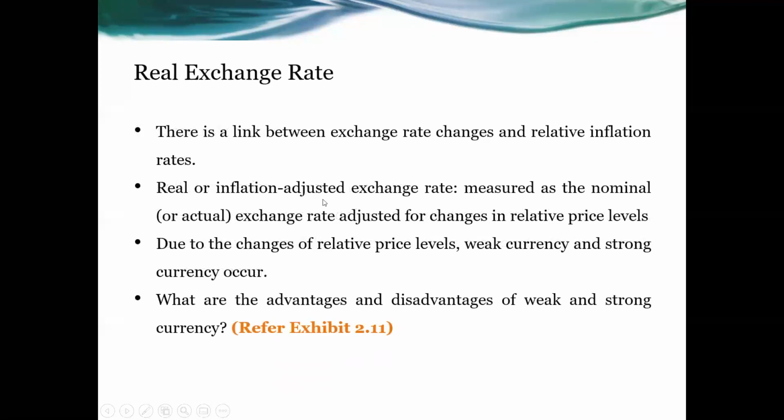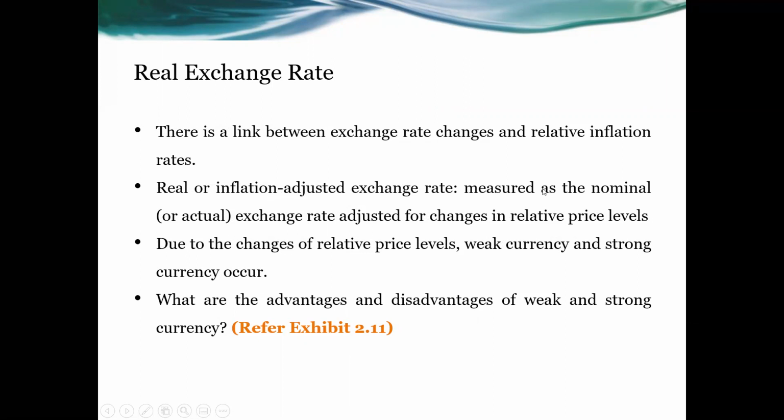Okay, then the real exchange rate. Actually, I told you that we are explaining the spot exchange rate, that means the day-to-day exchange rate. For that spot exchange rate, we are making an inflation adjustment. You know the countries are facing inflation. So if you adjust the spot exchange rate with inflation rates, you will get the real exchange rate. So it's called the real or inflation-adjusted exchange rate.